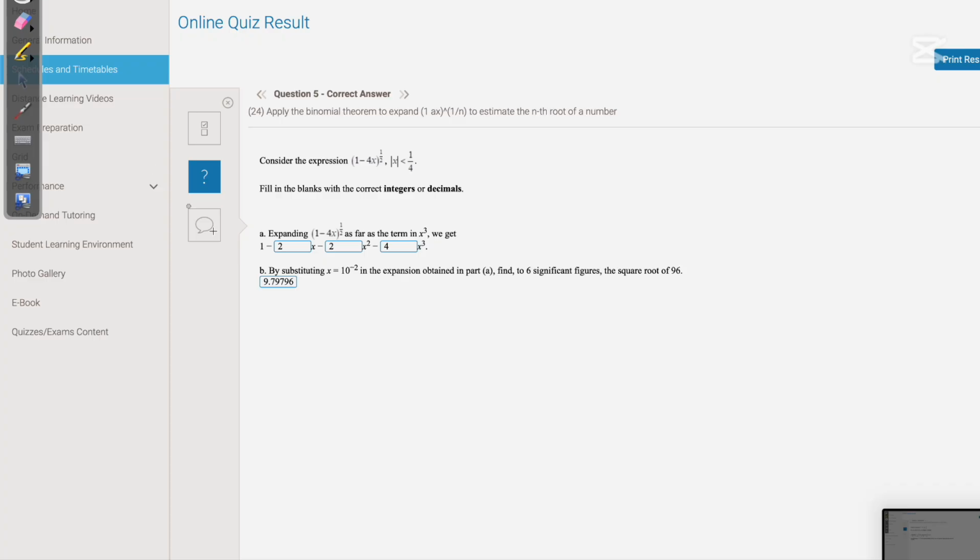Okay, now for this part, this is where we need to focus a bit. It's kind of new. They're asking by substituting x is equal to 10 to the negative 2 in the expansion obtained in part A to significant figures. Okay, so before we do anything, we're gonna substitute 10 to the negative 2 in this part. This will give us 0.979796.